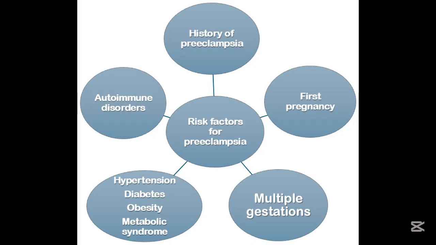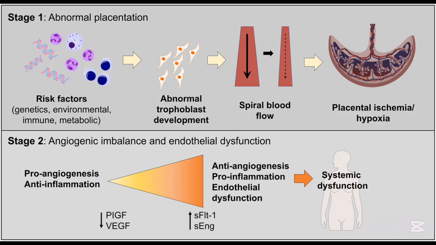So coming to the pathophysiology, first and foremost, there will be abnormal trophoblastic invasion of spiral arteries, which will lead to poor placental perfusion. And there will be placental ischemia, which will lead to release of anti-angiogenic factors and inflammatory mediators. So these cause endothelial dysfunction, resulting in vasoconstriction, which will lead to hypertension, and increased vascular permeability, which will lead to edema and proteinuria, and there will also be a procoagulant state, which will lead to thrombosis and HELLP syndrome.